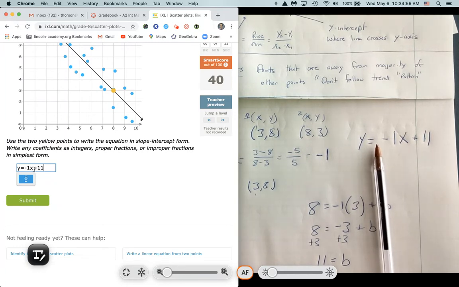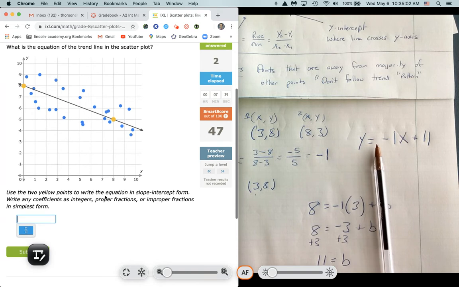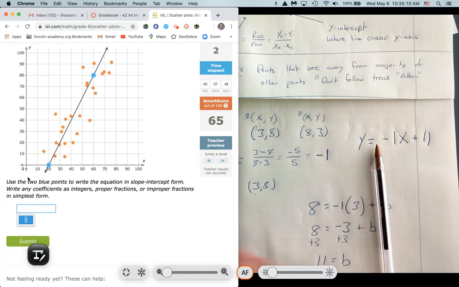So I have my slope, I have my y-intercept, I have my y, my x, and my equal sign, and I hit submit. And it works just fine if you put a negative 1 in for the slope. Again, this one gives you the y-intercept, so that's a little bit easier. So I'm going to jump ahead and do one more, and then I'll let you get to work.